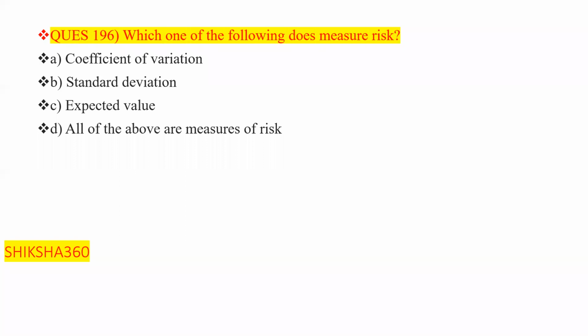Question number 196: which one of the following does measure risk? First option is coefficient of variation. Second option is standard deviation. Third option is expected value. Fourth one is all of the above are measures of risk.